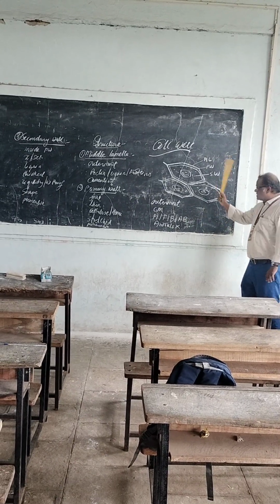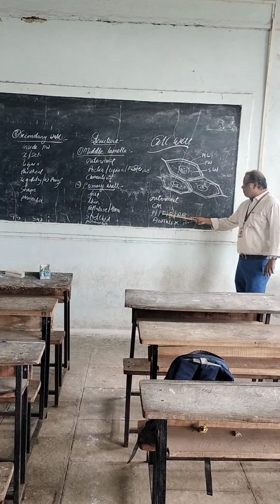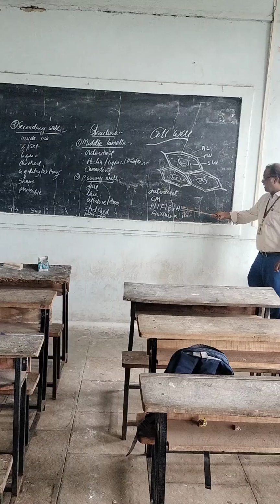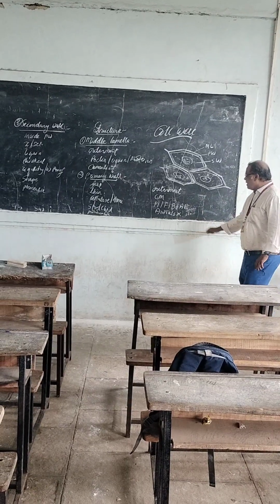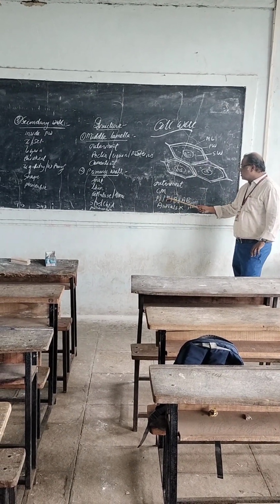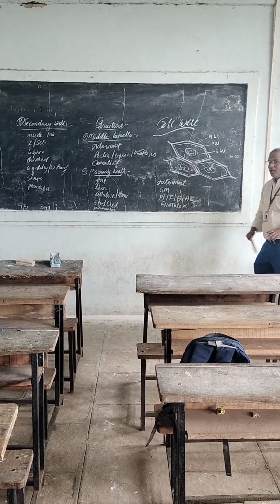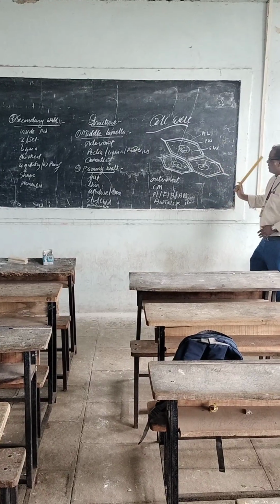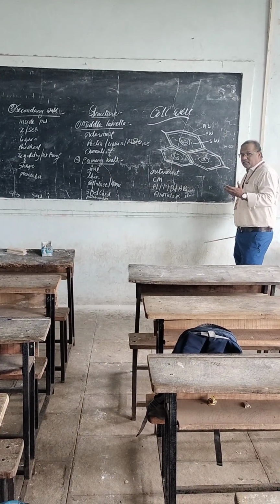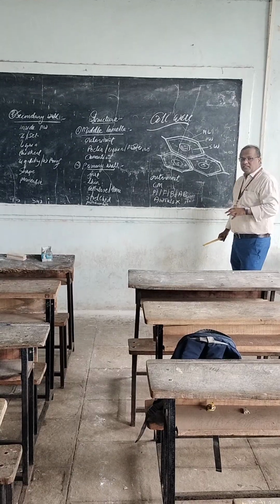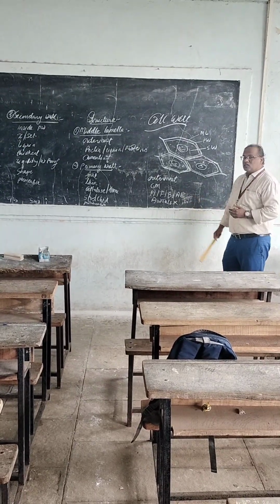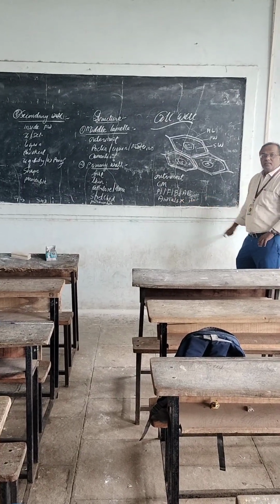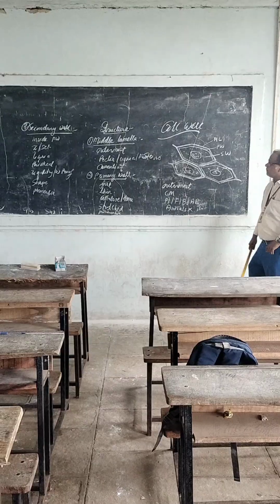archaebacterial cells. The cell wall is present in plant cell, fungal cell, bacterial cell and archaebacterial cell. In plant cell, the cell wall is made up of cellulose. In fungi, it is made up of chitin. In bacteria, it is made up of peptidoglycans. So, according to the type of organism, the chemical components of the cell wall are changed. In animal cell, the cell wall is totally absent.